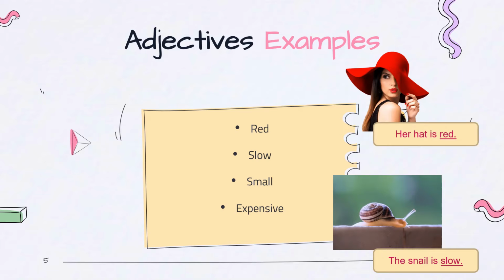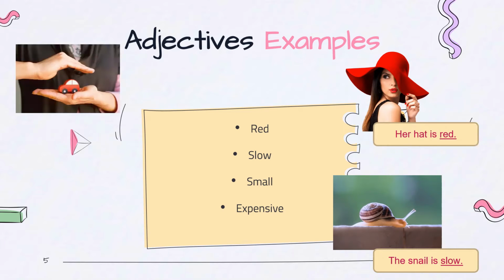Now with another picture. Oh, look at that car. Which sentence can you create? Here's an example. It is a small car. Small is the adjective.